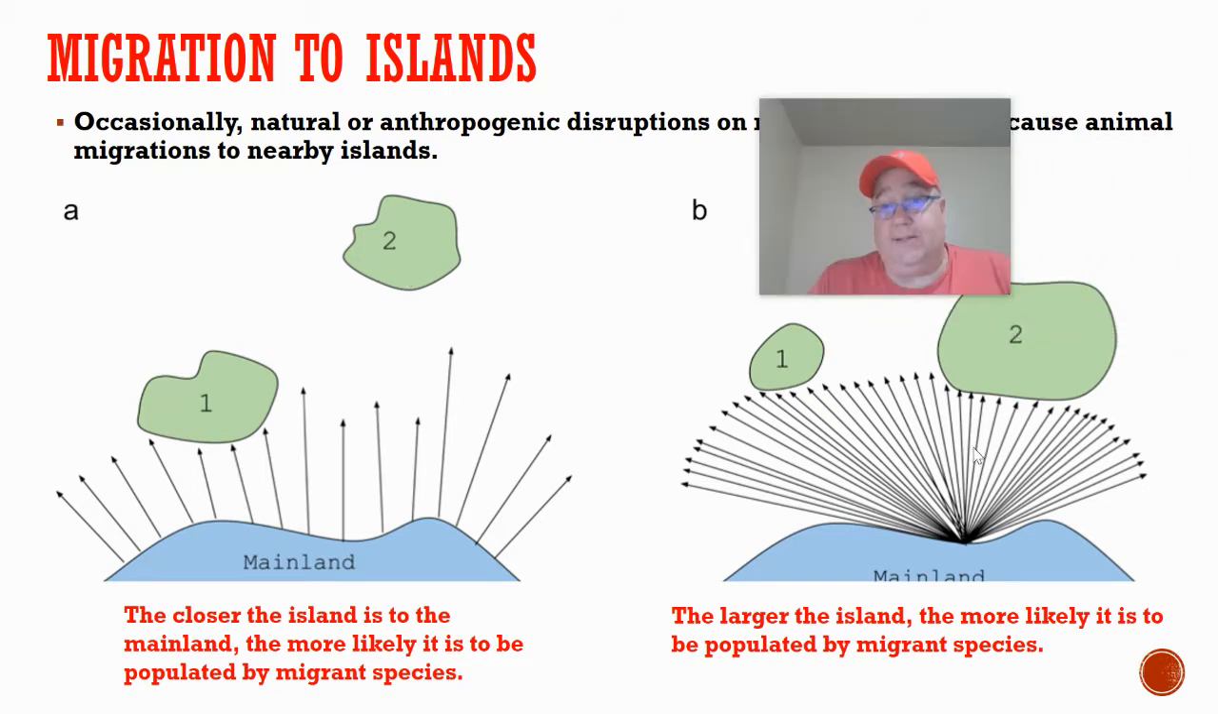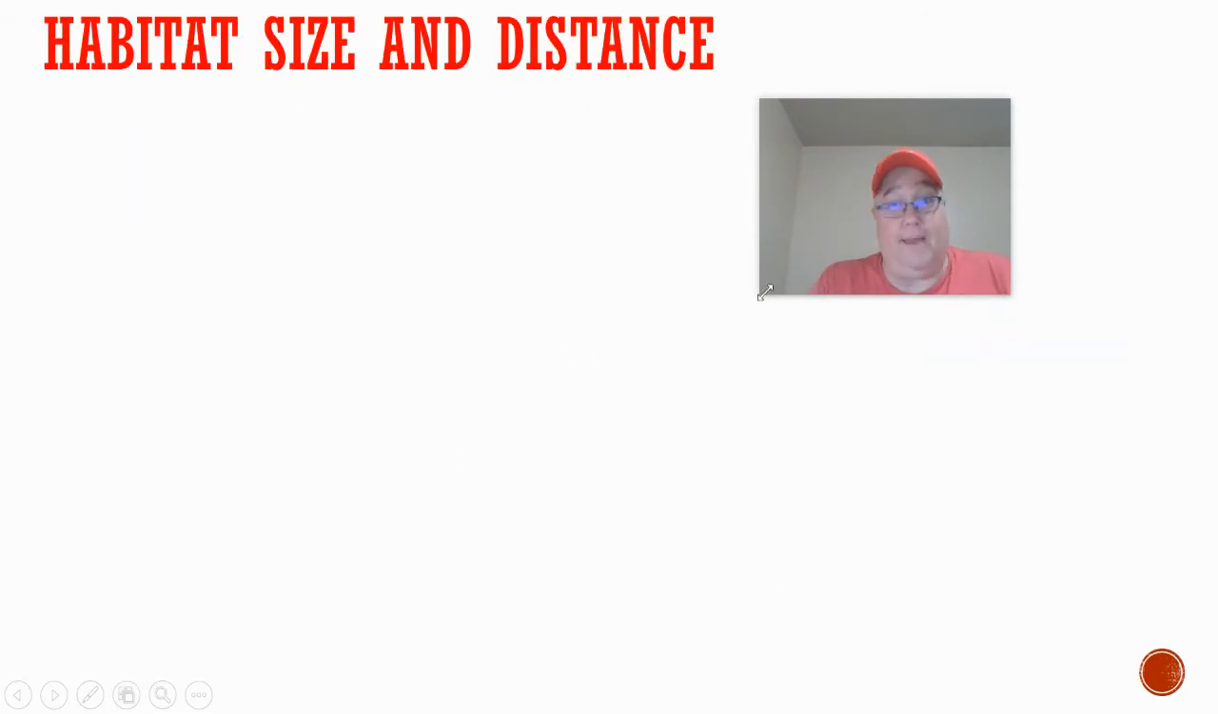Now, along the same lines, here we have another example of this. Here we have these two islands that are both about equal distance from the mainland. Again, let's say we have the same type of disruption and it causes these species to migrate. This says that the larger the island, the more likely it is to be populated by a migrant species. So again, if these two islands are similar distances away, the larger one will most likely be the one where more species will migrate to just because of its sheer size, right? To summarize this, the closer the island is to the mainland and the larger it is, the more likely species are going to migrate to it. I hope that makes some sense.